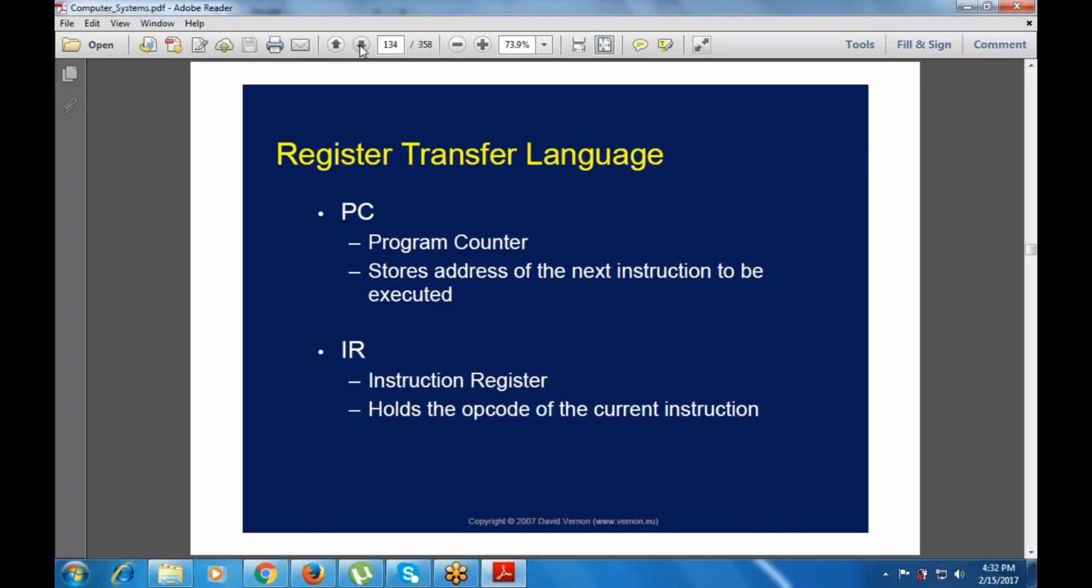Then in the register transfer language, the PC, program counter, stores the address of the next instruction to be executed. Whatever instruction is executed over here, the next instruction is executed over the data over a period of time. Then IR, instruction register, holds the opcode of the current instruction. Whatever the current instruction we are handling, this is the opcode of the current instruction, that is IR.